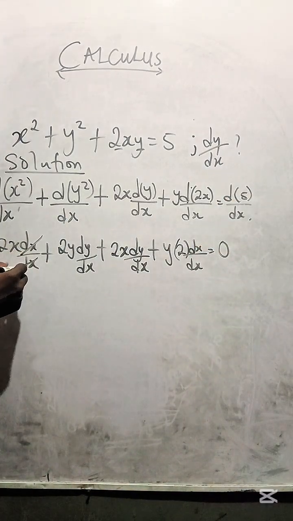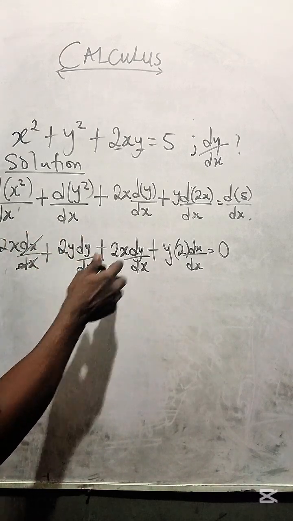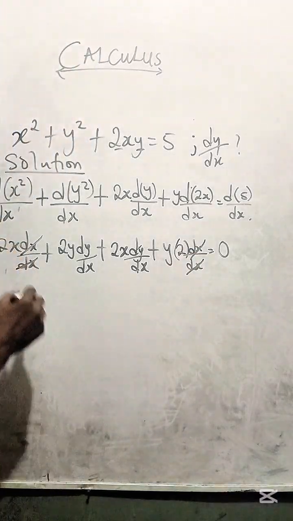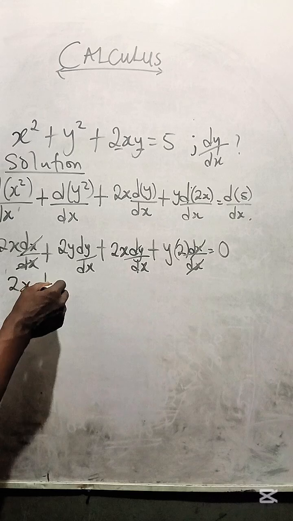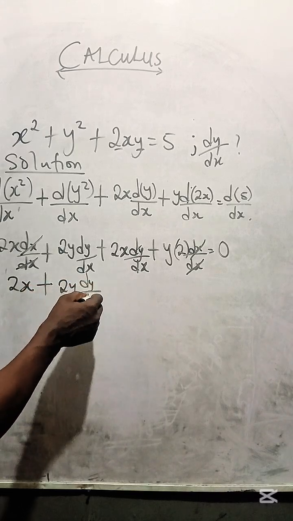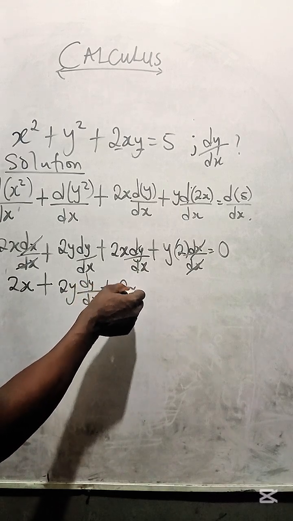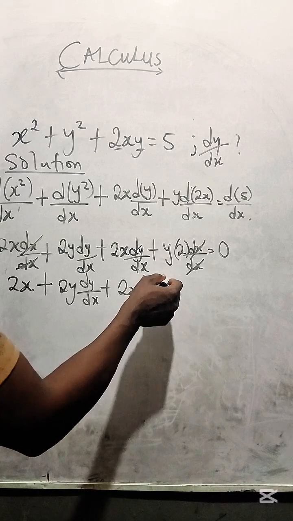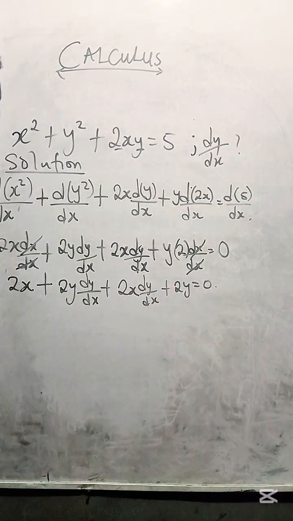So this can cancel out this, because the dx/dx will go. This cannot stay. This cannot stay. But this can cancel out this. It will go. So what do we have? 2x plus 2y dy/dx plus 2x dy/dx plus 2y equals 0.